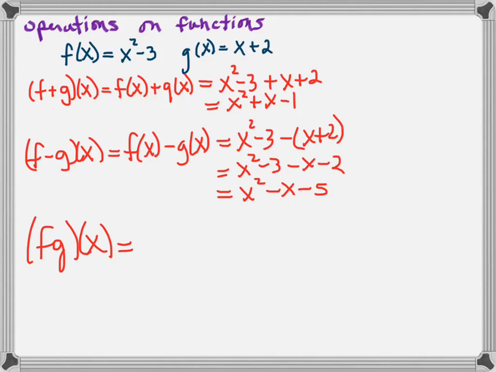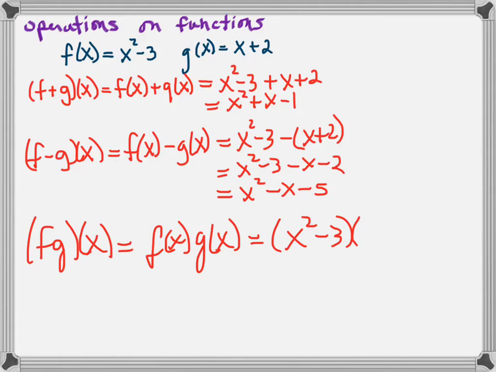Next, multiplication. We can either write it as fg, which means f times g of x, or separating it out, it's f of x times g of x. So this time we'll have x squared minus 3 times x plus 2, which we'll have to FOIL out. We get x cubed plus 2x squared minus 3x minus 6, and we have no like terms.